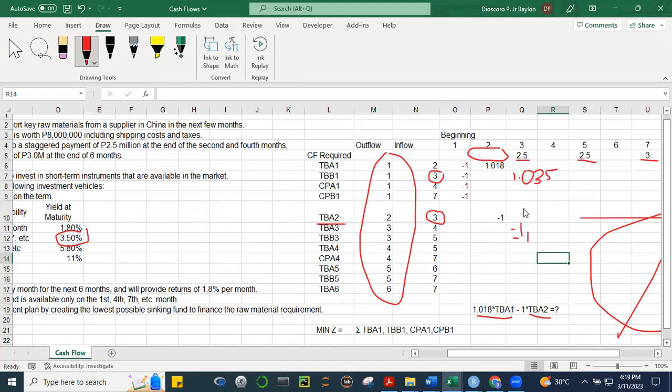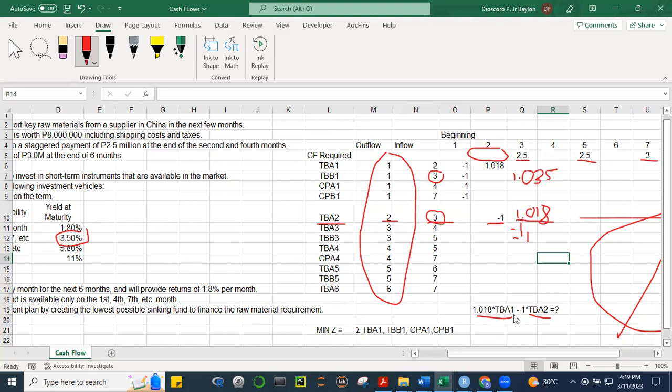TBA2, class. So what will be the factor here? 1.018, sir. Yes, 1.018, because the return of TBA2 is 1.8%. TBA2 was invested on month 2, so it will mature on month 3. So we have -1 here on month 2, but on month 3, it will be 1.018 already.